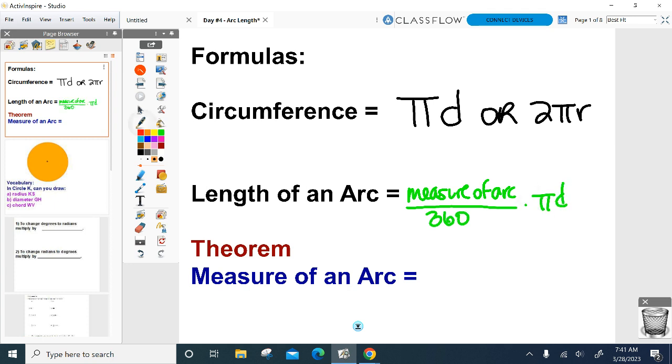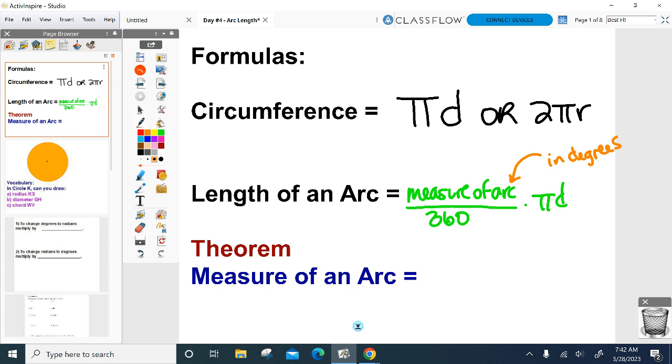Now, I want to get a little more specific with this after yesterday's class. Yesterday we went over that you can measure an angle in degrees or you can measure it in radians. For this formula the angle has to be in degrees. That's how you find the length of an arc if you know the angle in degrees. What if it's in radians? That's our new formula today. I'll show you in a few minutes.